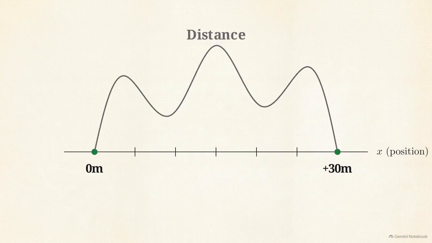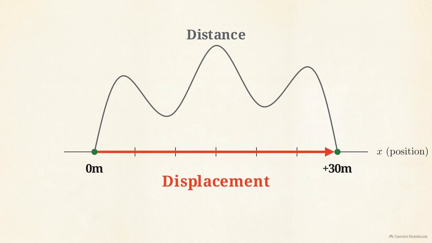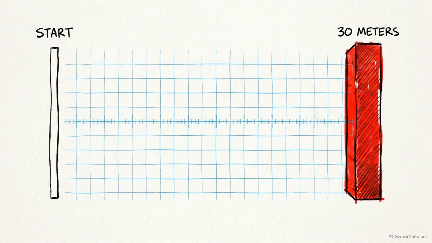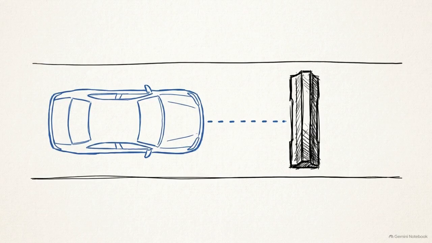In physics, the actual path an object takes is its distance, but its displacement is much simpler. It is the net change in position from the starting point to the finish. Because our car is skidding in a perfectly straight line, distance and displacement are identical. This is our first rule for modeling the encounter. We have a fixed starting point and a hard 30-meter limit.